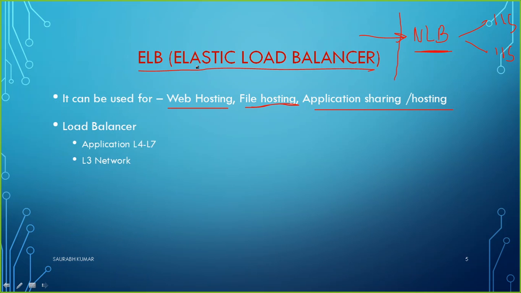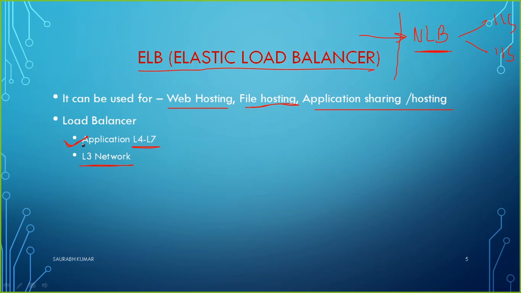Next point here is, you can see load balancers are of two types on the basis of their level, how they work. One is called an application layer load balancer. Generally it uses L4 up to L7, layer 4 up to layer 7, all types of traffic will be passing through it. And one category we call an L3 network balancer. So these are the two types of load balancer.